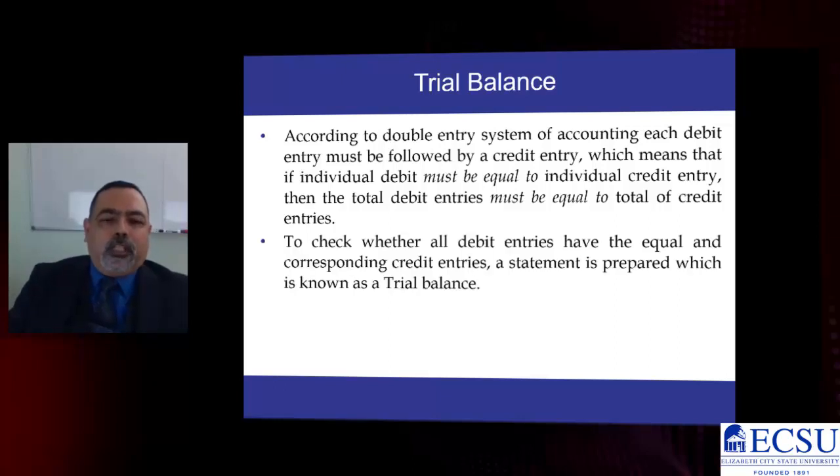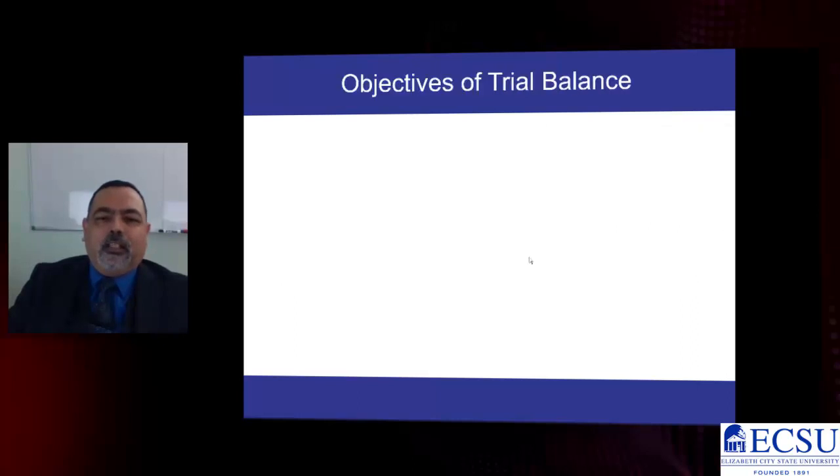Now, to check whether all debit entries have equal and corresponding credit entries, we prepare a statement which is known as a trial balance. Essentially, we are preparing the trial balance to check the arithmetical accuracy of the entries that we have made. The individual debit must be equal to the individual credit, so the total debit must be equal to the total credit. If they are not equal, then there could be some errors.